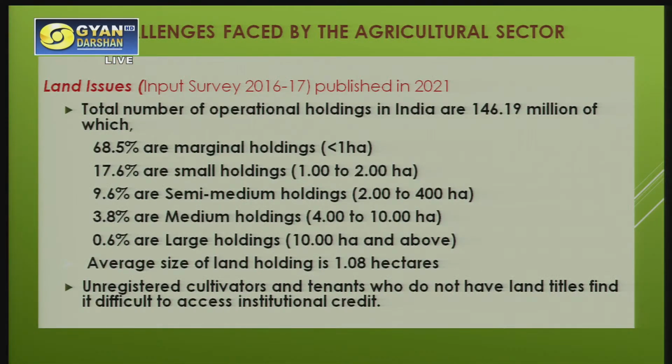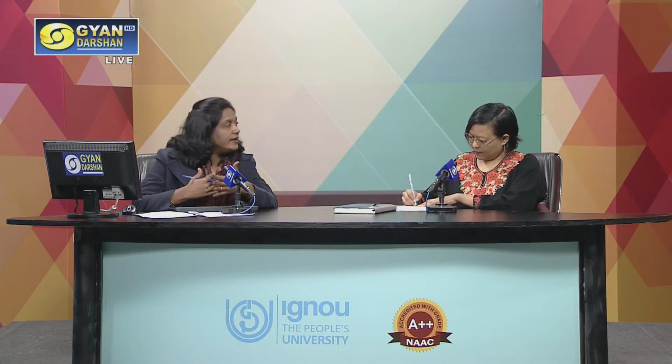Another important issue is that there are many unregistered cultivators or tenants who do not have land titles. Because they do not have land titles, they cannot access institutional credit. It is difficult for them to access institutional credit. They have to depend on the local moneylenders for credit, and that is why most of the farmers in India remain under debt. So this is one important challenge that Indian agriculture faces.